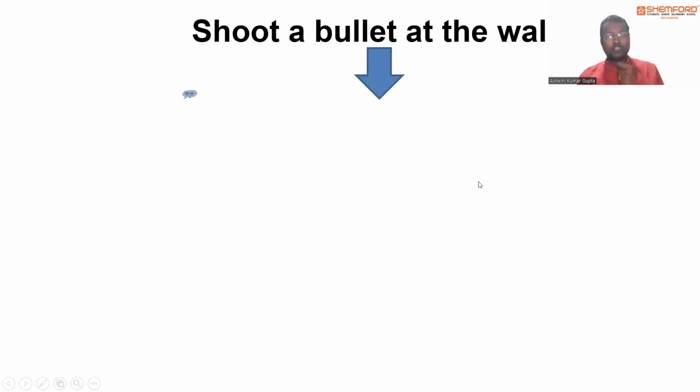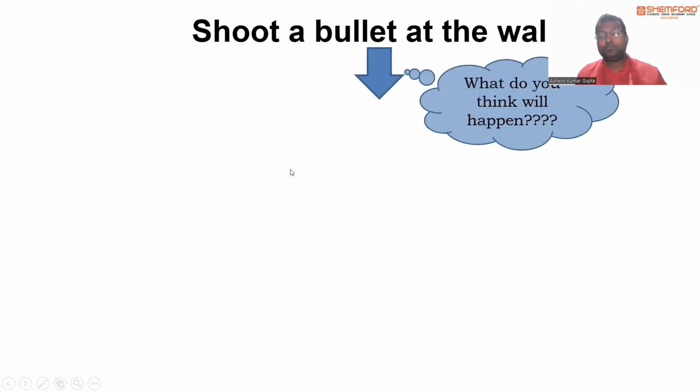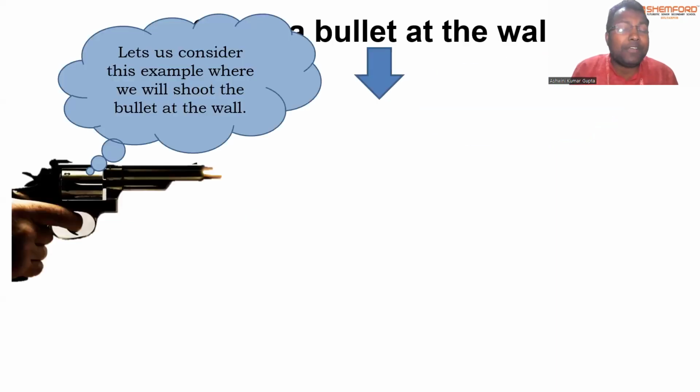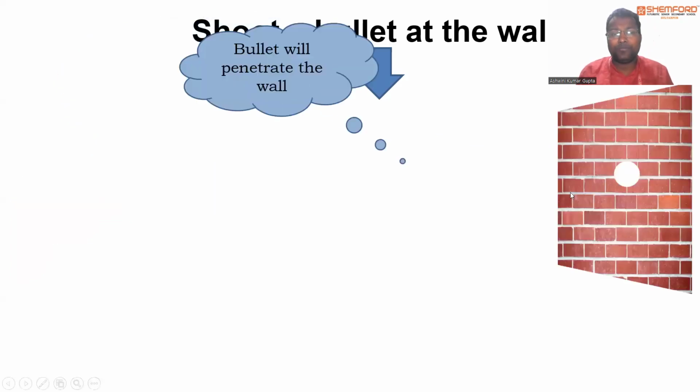नाउ शूट अ बुलेट एट द वॉल। एक दीवार पर अगर हम बुलेट मारे तो क्या होगा? व्हाट विल हैपन? थिंक। Let us consider this example where we will shoot the bullet at the wall. So what will happen? Just try to figure out this one. Suppose this is a wall, right? And this bullet will penetrate the wall, right? Whenever we have triggered, when I triggered the bullet, the bullet will go inside the wall, right?